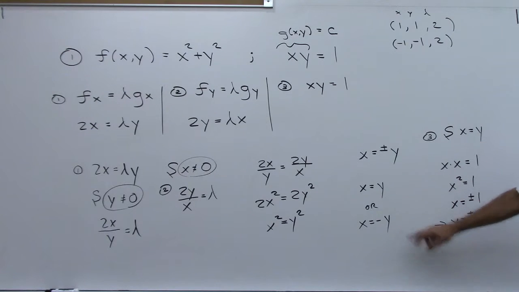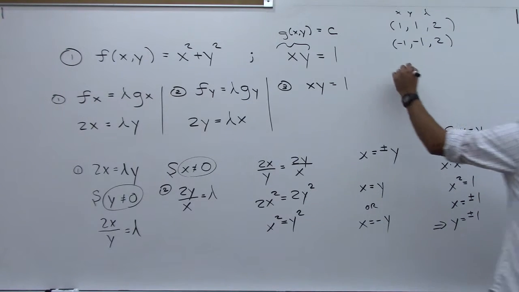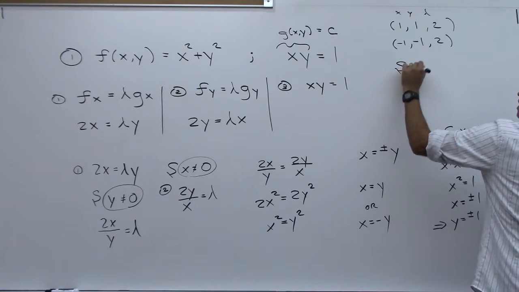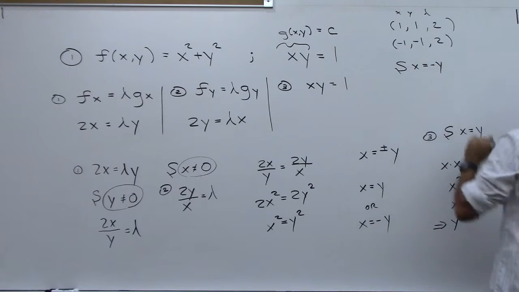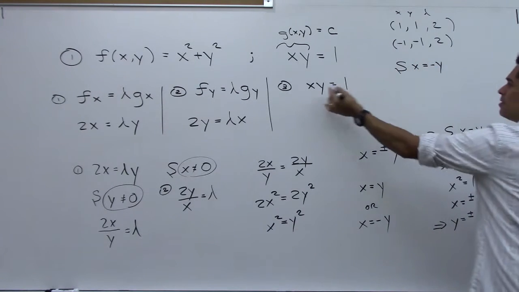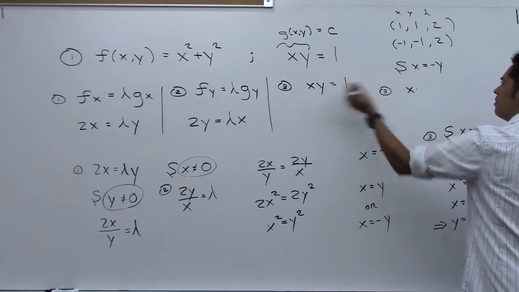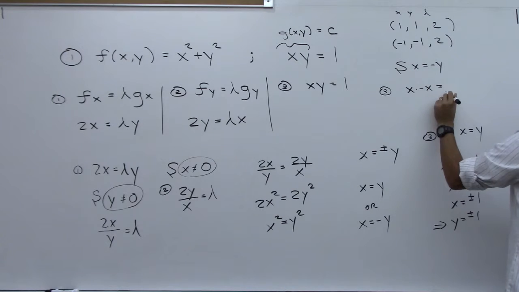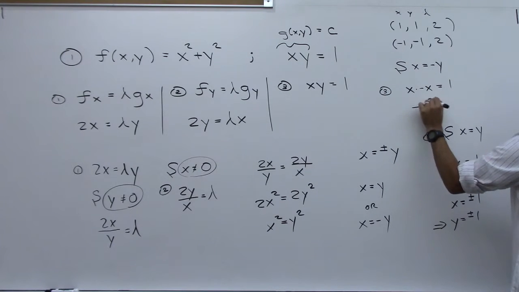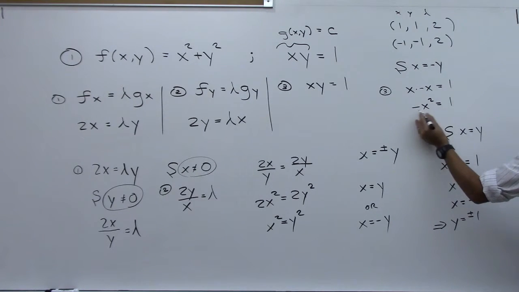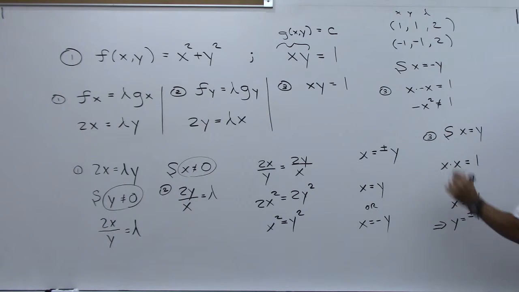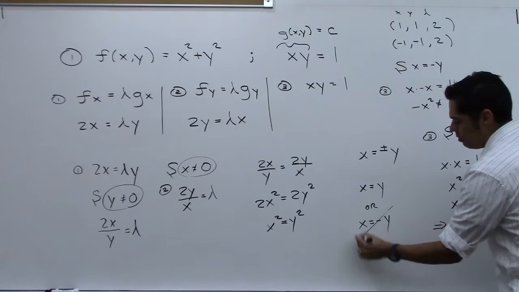What if x is negative y? So I'll do that right up here. Suppose x is equal to negative y. Then this third equation becomes x times negative x equals 1, which means negative x squared equals 1. And there's no way that that's ever going to happen. So that's never 1. So I can throw that out. Okay, this won't happen.